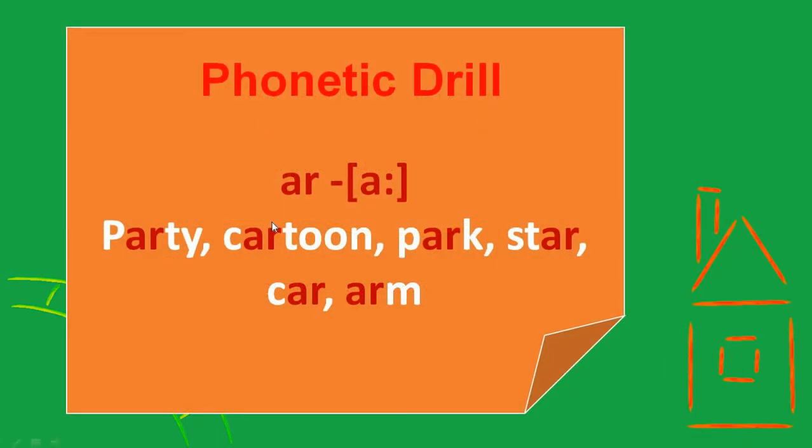Phonetic drill. So, two letters, A and R, give only one long sound R. Дві букви A, R дають один довгий звук R. Repeat after me. Party. Cartoon. Park. Star. Car. Arm. Now only girls, лише дівчатка. Party. Cartoon. Park. Star. Car. Arm. And only boys. Party. Cartoon. Walk. Star. Car. Arm.